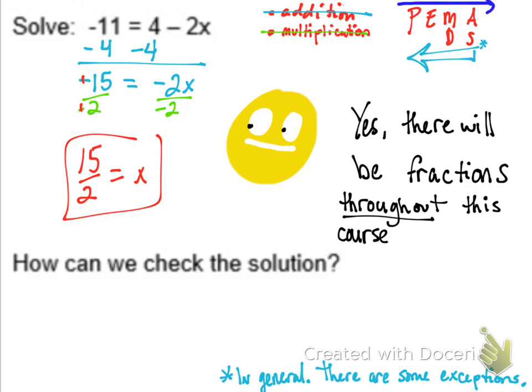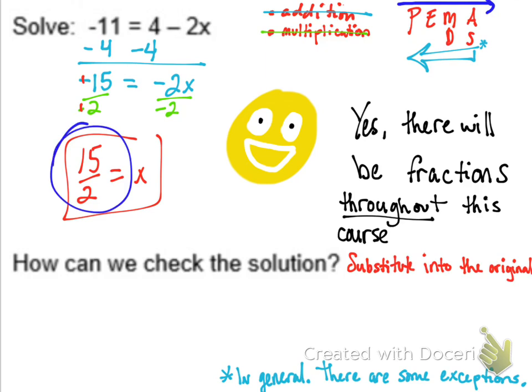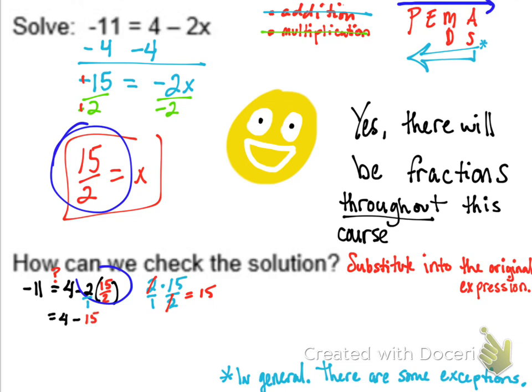And then to check your answer, we substitute our answer that we got into the original expression. And that gives us this. Oh, now we got to do those fractions again. So I'm going to multiply that first. And that gives me 15, and then 4 minus 15 is indeed 11. So we are certain that we did it right because we got the right answer when we checked our answer.